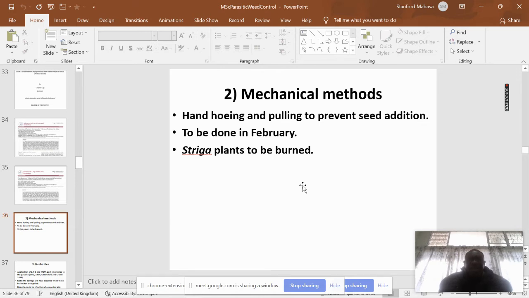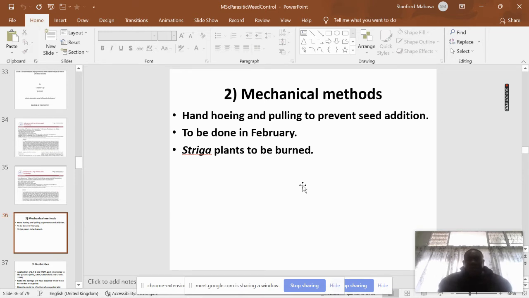Number two, mechanical methods can be used to control Striga, but this is problematic because it's not going to rescue the crop, but hand hoeing and pulling can prevent seed addition. And this can be done in February. This is when we see the parasite producing seeds. We may try to burn the striga.